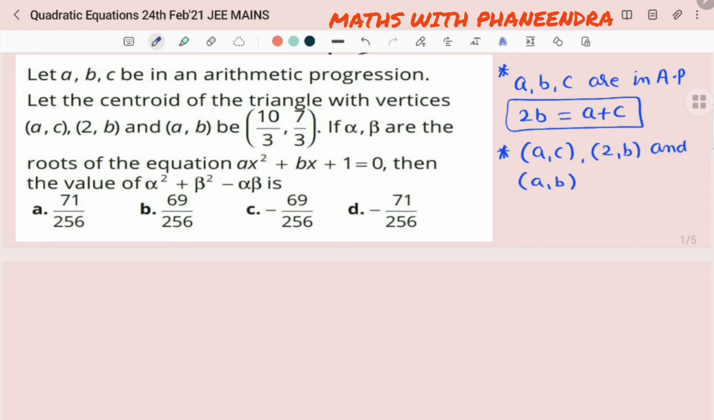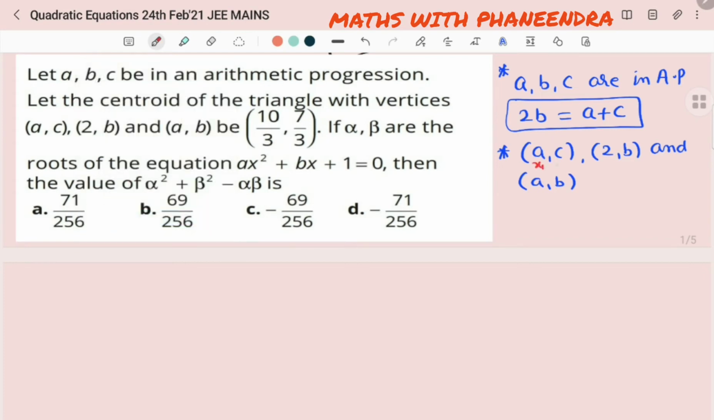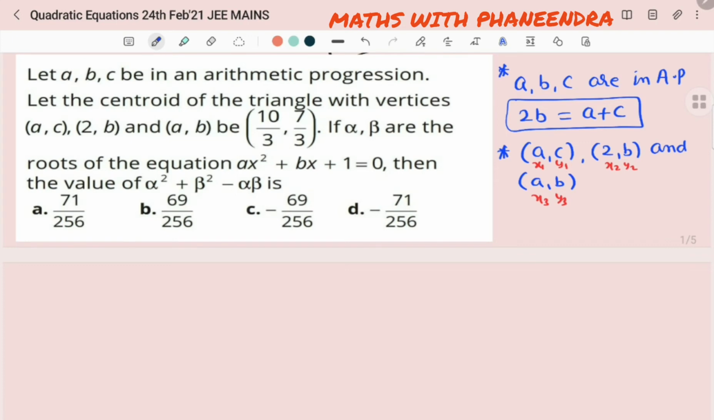That means x1, y1, x2, y2, x3, y3 are the vertices of a triangle. So we know that the centroid is also given. The centroid is denoted by G of x comma y, which is given as how much? 10 by 3 comma 7 by 3.